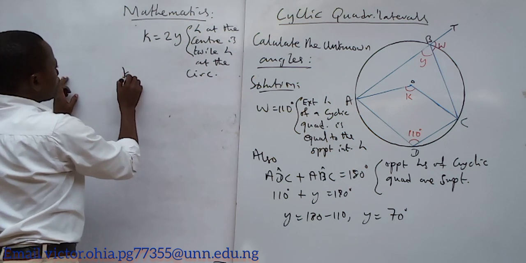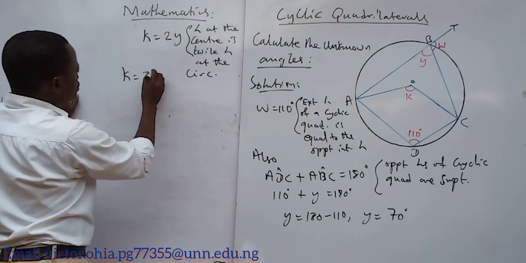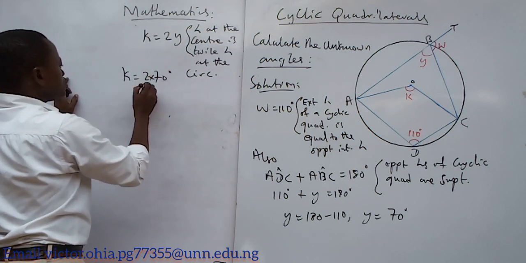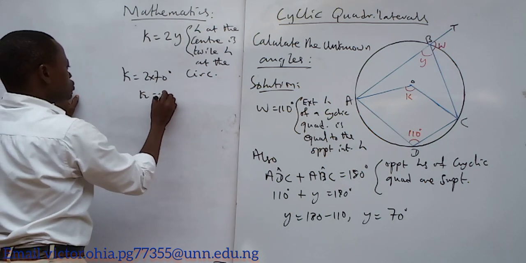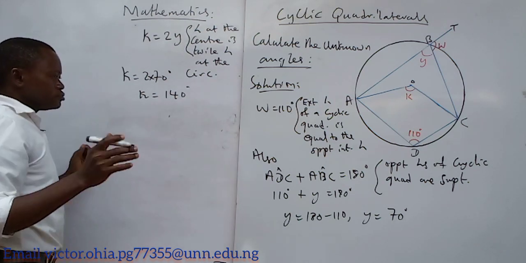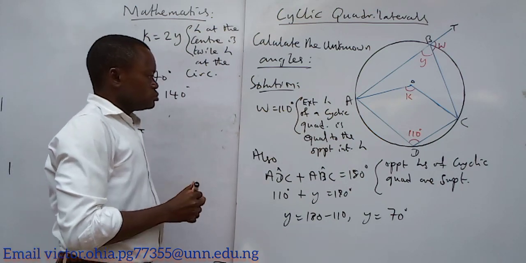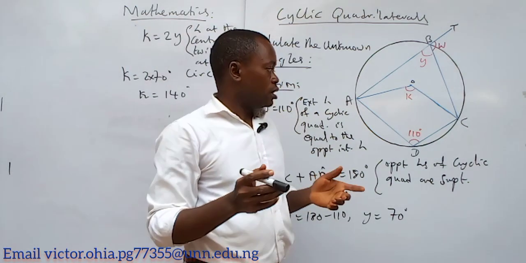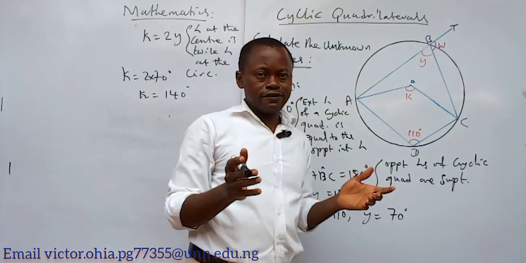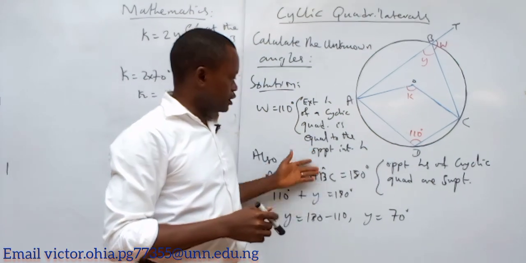So it then means that K is equal to 2 times what is y? 70 degrees. So K is equal to 140 degrees. That's all. Was I too fast? You might look at it again and again.